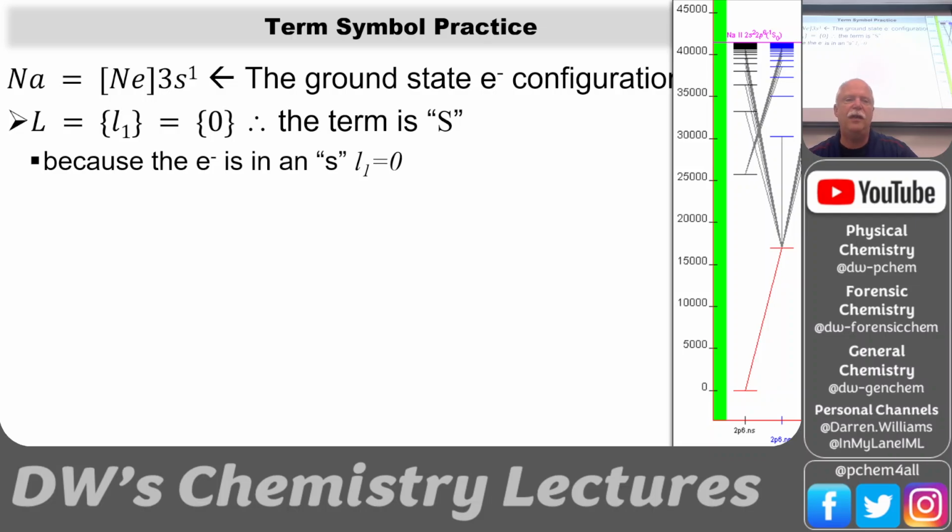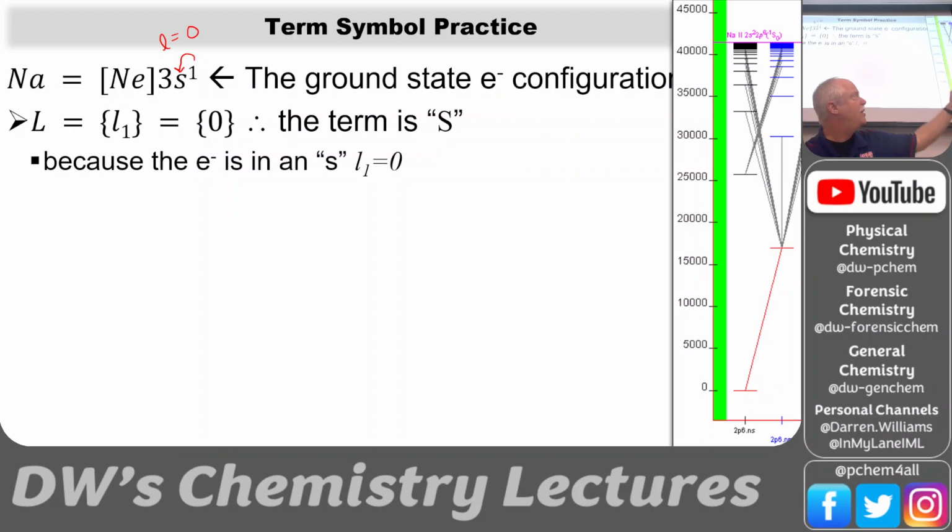So this is pretty simple. The L series only has one little l. We only have one electron here, and this valence electron is in an s orbital, so l equals 0 for that electron. So capital L should be l1 plus l2, but there's no l2.